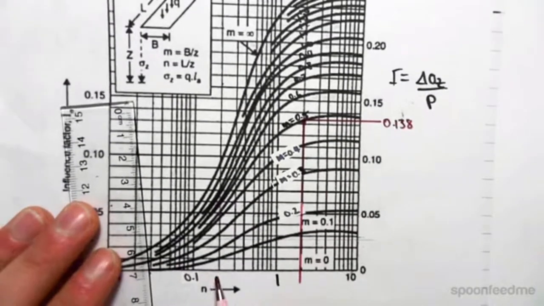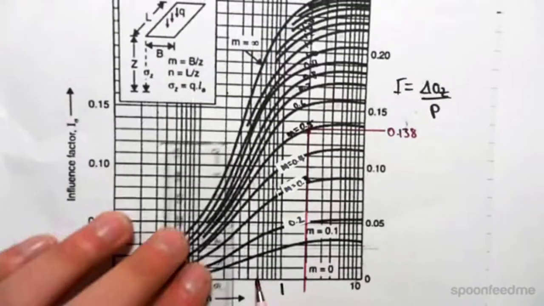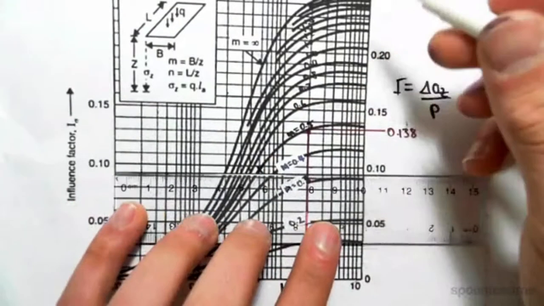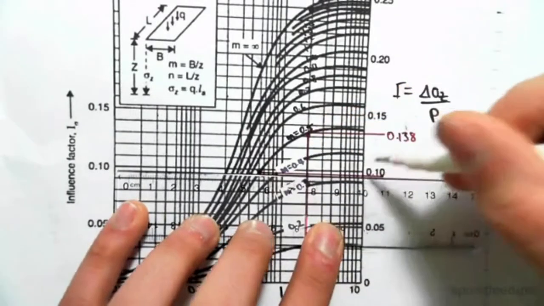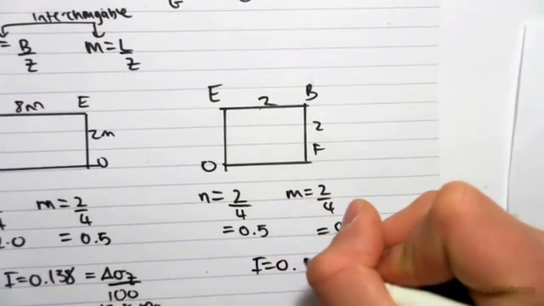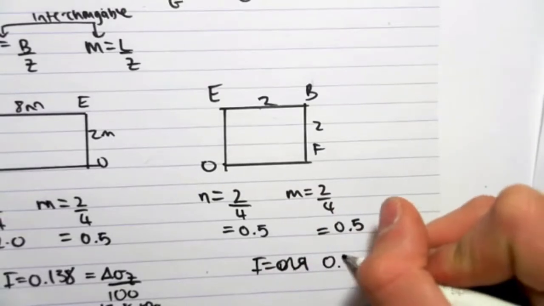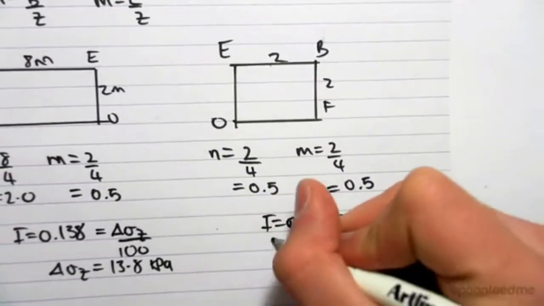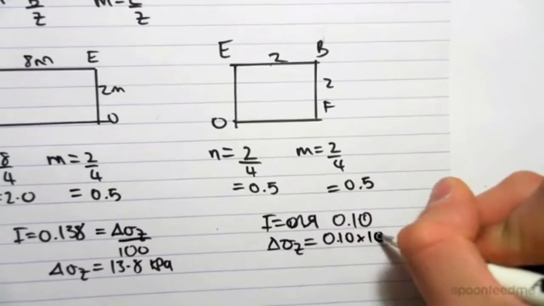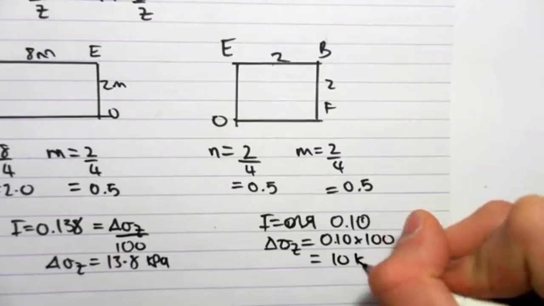So 0.2345 is here, and 0.5 is here. So 0.5, 0.5. We'd come across, find that value. It's just below 0.1, so let's just call it 0.1. It's pretty much 0.10, which means that the change in pressure will equal 0.10 times the pressure. So 0.1 times 100, same formula here. So that'll be 10 kPa.